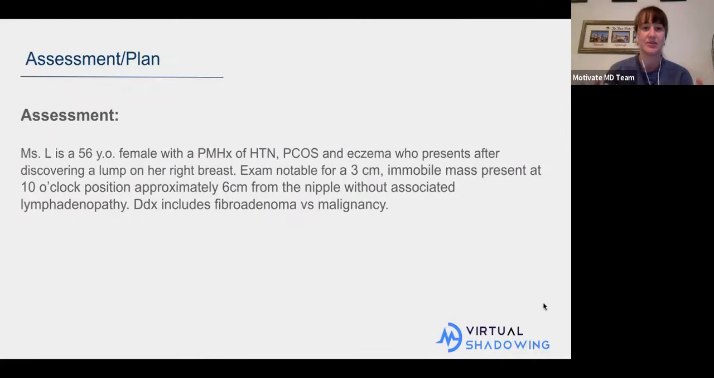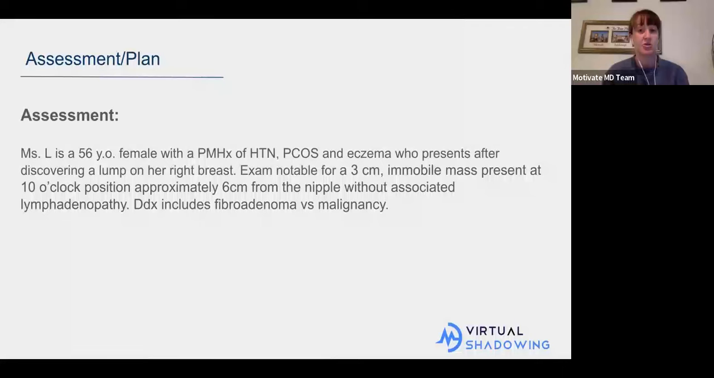Okay, going into what we know about this patient so far, we always start an assessment and plan off with a one-liner. So we'll return to that foundational concept of who this patient is and what they're coming in for. For her, it is: Miss L is a 56-year-old female with a past medical history of hypertension, PCOS, and eczema, presenting after discovering a lump on her right breast.